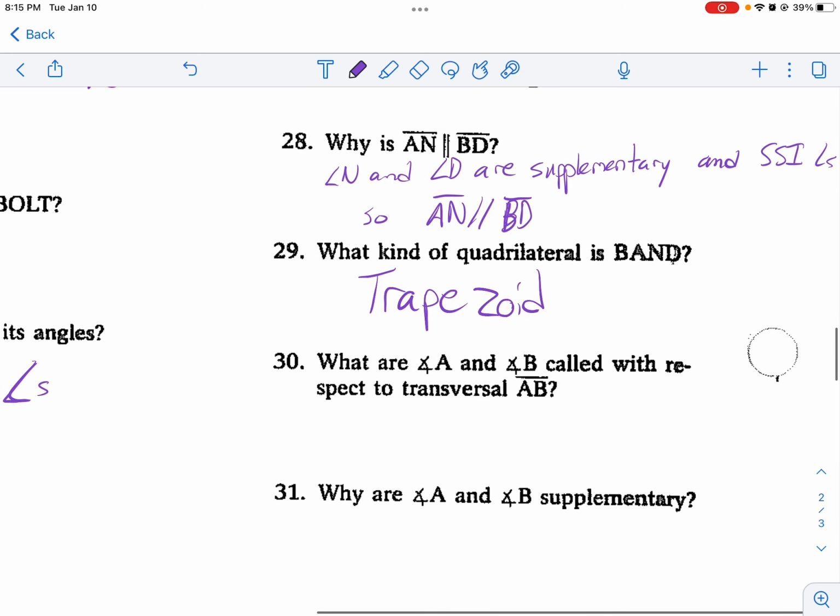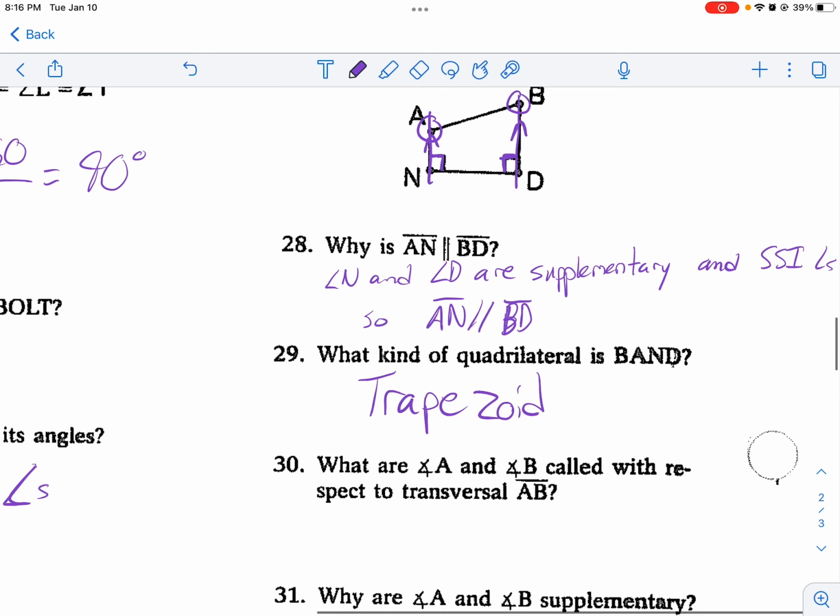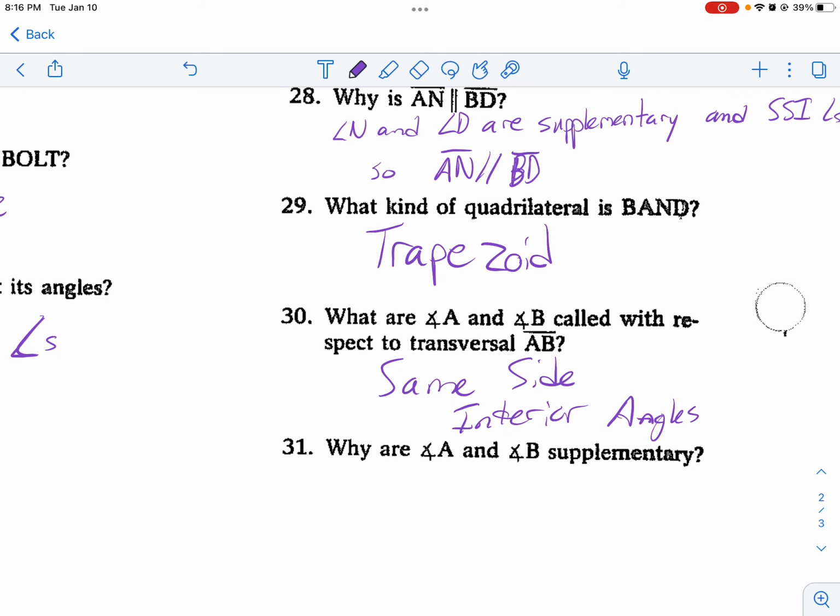Lastly, 30 says, what are angles A and B called with respect to transversal AB? So that's angle here and angle here. Again, thinking about same side interior angles. Those look like same side interior angles to me. Same side interior angles.